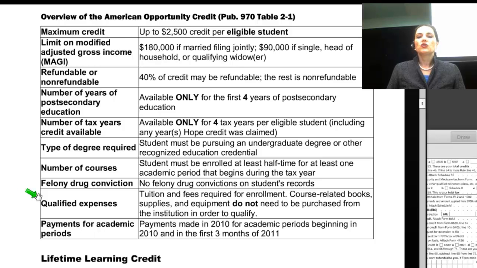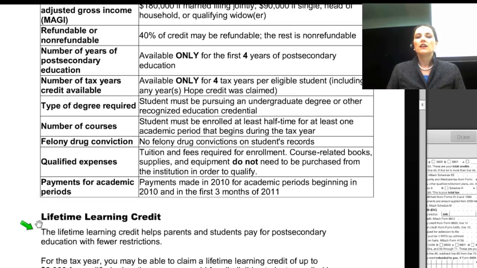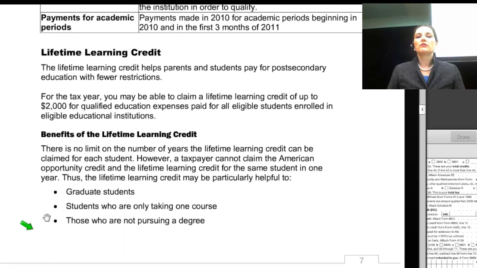Qualifying expenses. Tuition and fees required for enrollment, including course-related books, supplies, and equipment. And these supplies do not need to be purchased directly from the institution in order to qualify. Payments for academic periods. Payments made in 2010 for academic periods beginning in 2010 and in the first 3 months of 2011 qualify. So that's the summary of the American Opportunity Credit.